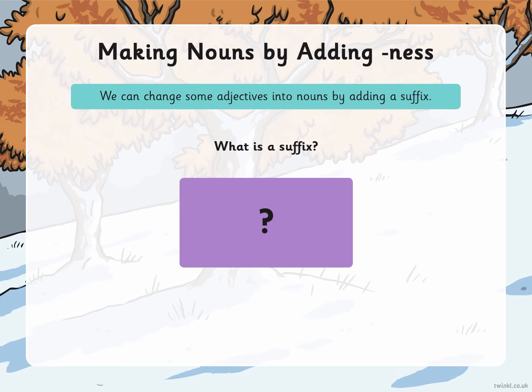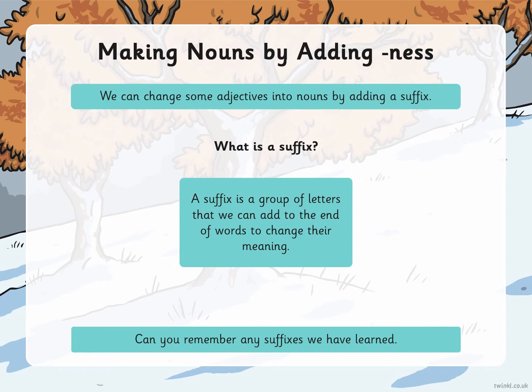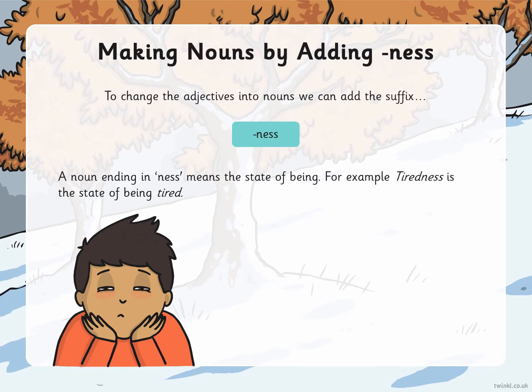But what is a suffix? So a suffix is a group of letters that we can add to the end of words to change their meanings. Can you remember any suffixes that we have learnt, either when you've been doing your learning at home or when we've been doing our phonics work at school? So to change adjectives into nouns, we can add the suffix ness.